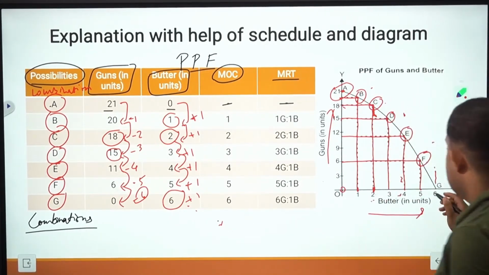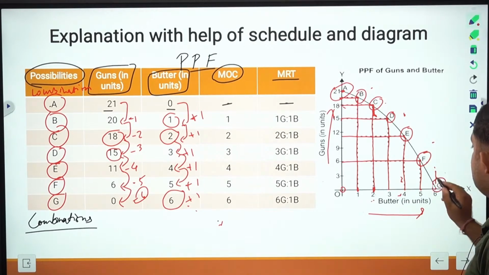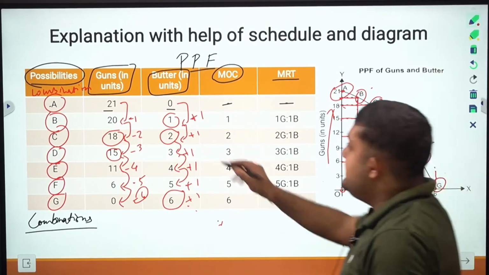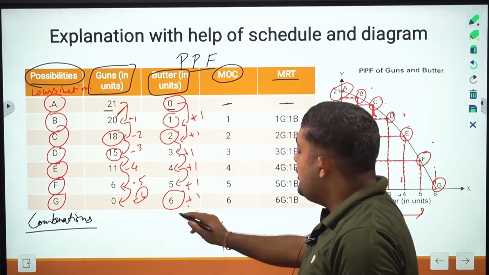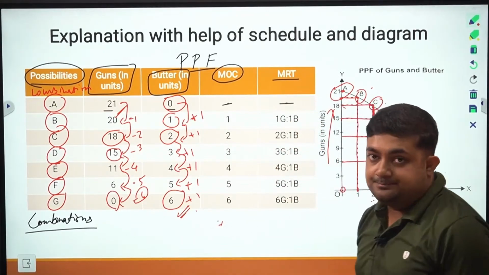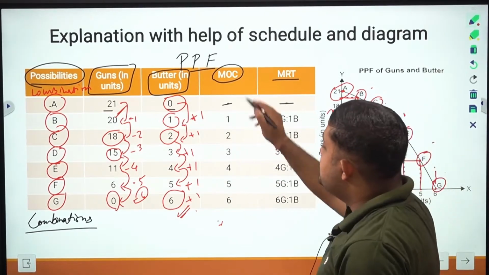So here the economy is here, at 0 and 6. Just as earlier there was 0 butter and only guns were produced, now the only production is butter, and there is 0 production of guns. So what will the MOC be here?